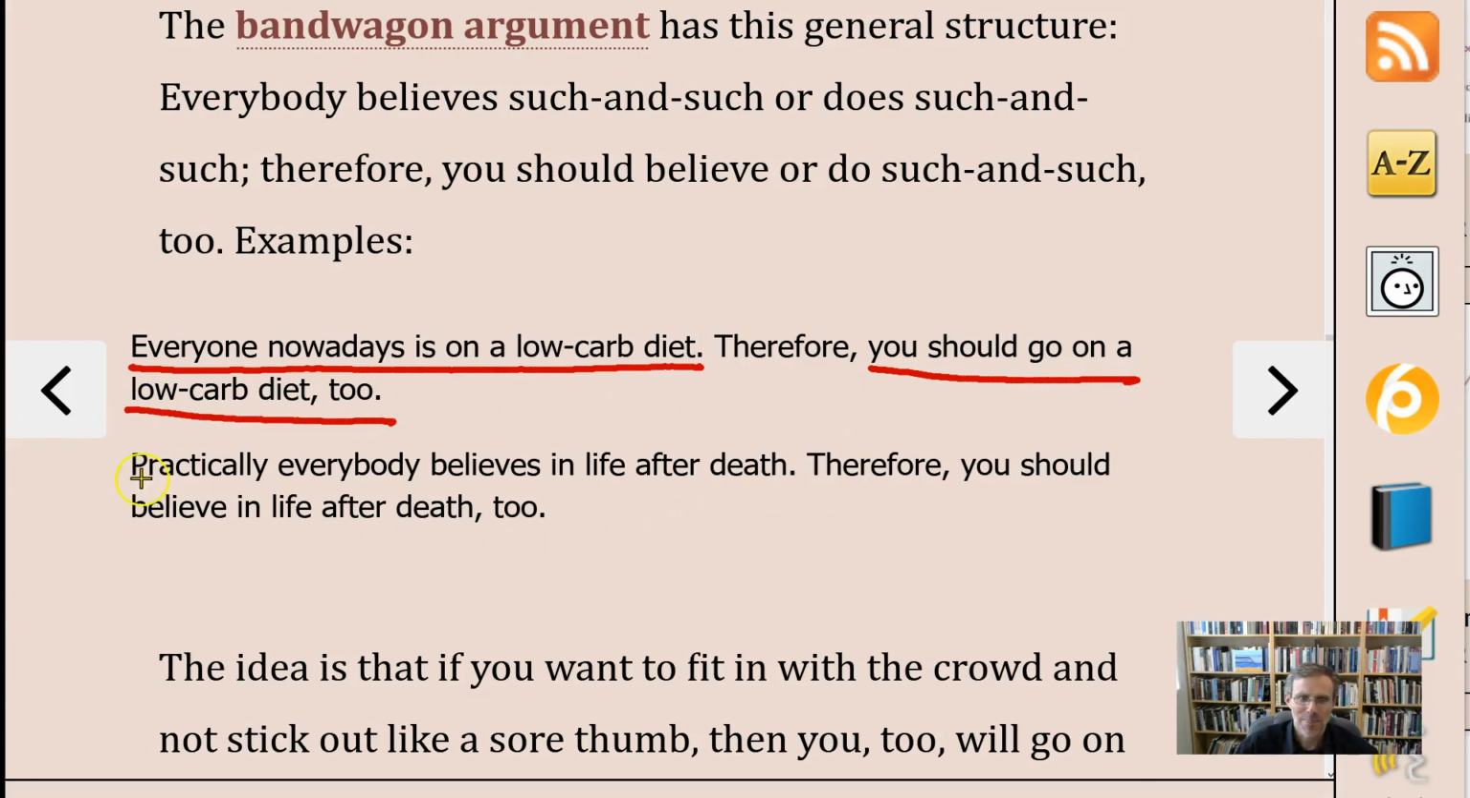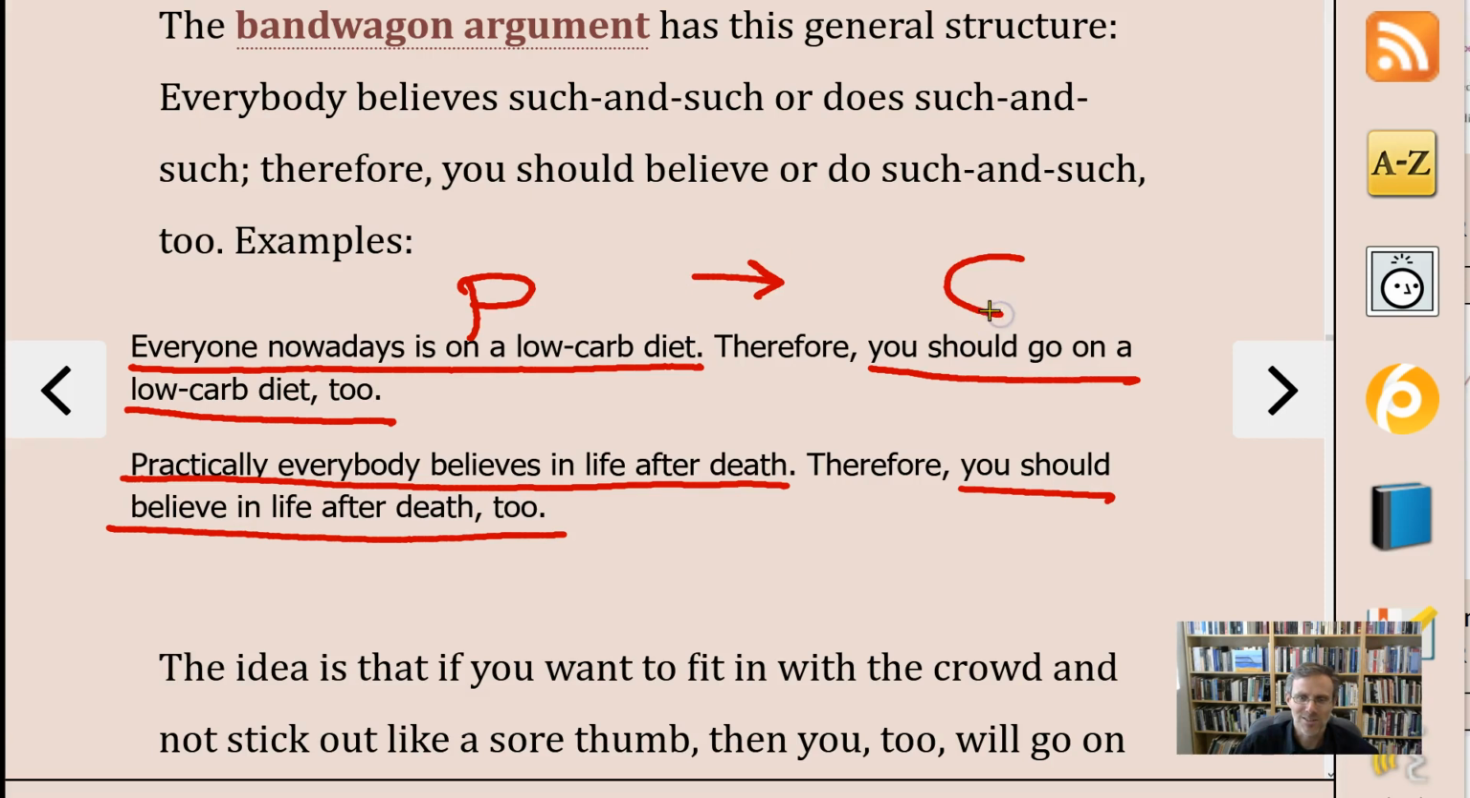Come on, everybody just about believes in life after death. Therefore, don't you think that you should believe in life after death as well? The premise is just the claim that everyone else is in the group. The conclusion that you're supposed to endorse is that because everyone else believes it's true, it must be true.